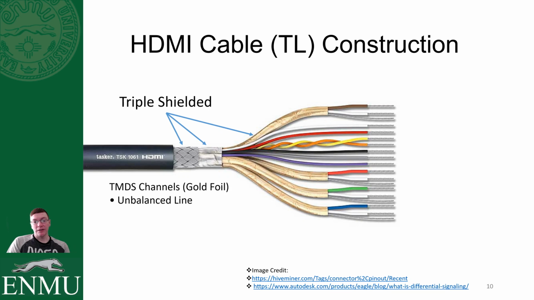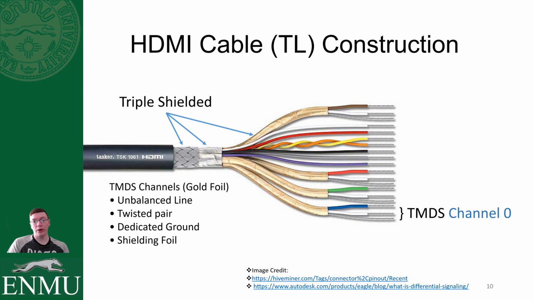So these are an unbalanced line. We've talked about these in our higher level communication courses there at ENMU. They're a twisted pair. One of these pairs here on screen are obviously twisted, but just know that the ones inside the gold foil are also twisted pairs. They just happen to also have a ground in there. They have that dedicated ground, and of course they have their own foil.